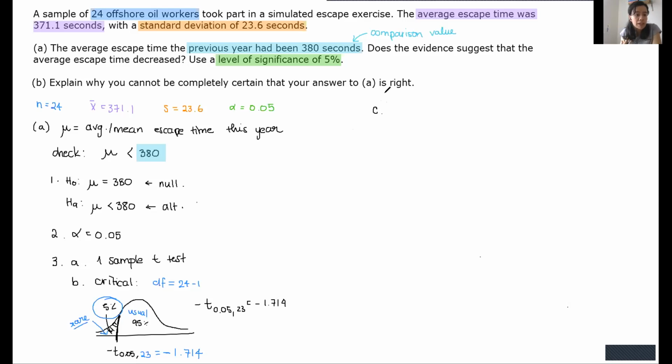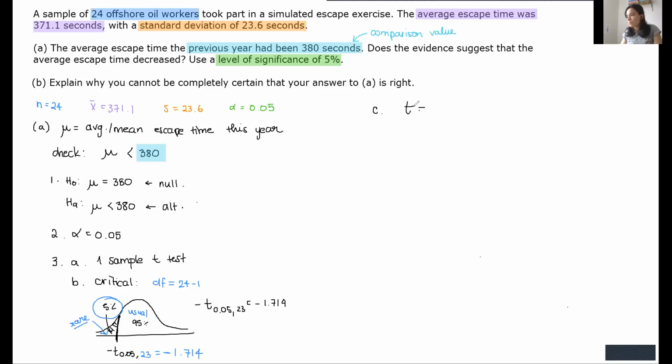If I got a usual value, that means my result was to be expected from a sample whose mean was 380. Whereas if I got an extreme result, that means it is very unlikely that my sample was produced by a population whose mean was 380 seconds. And so most likely, the mean was actually smaller than 380 seconds. Okay, so I'll find the value for t over here.